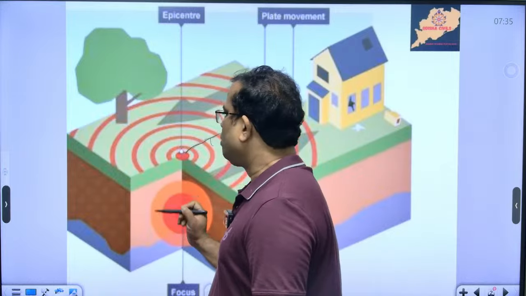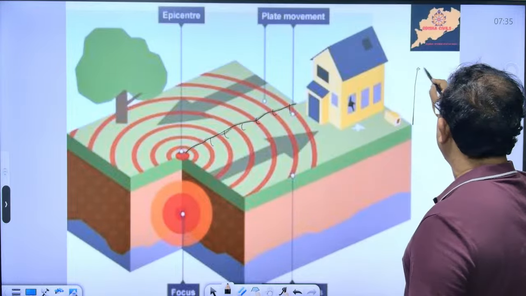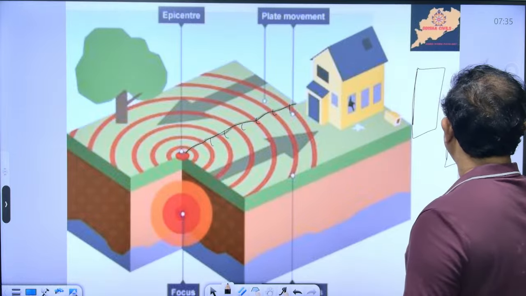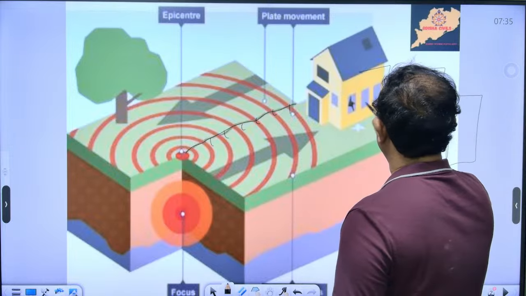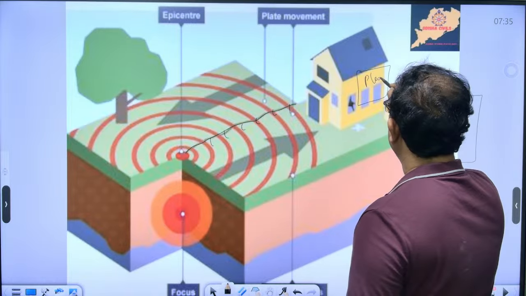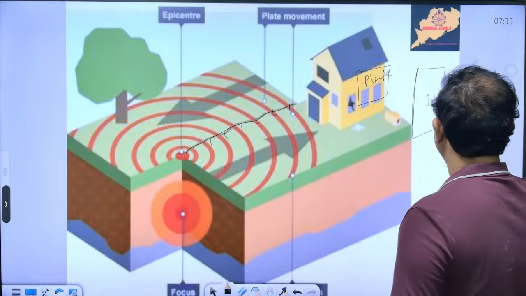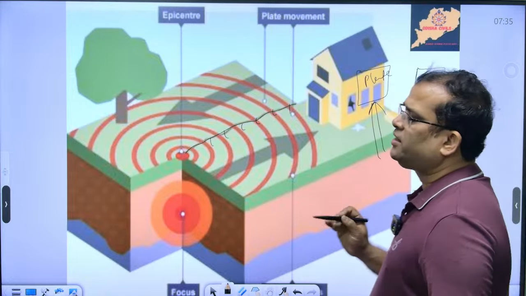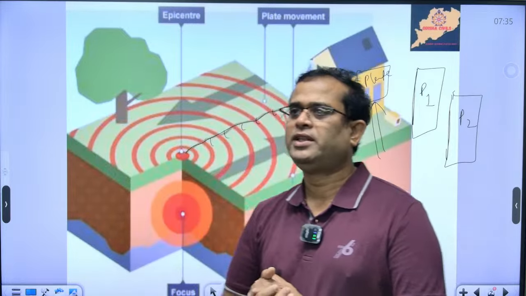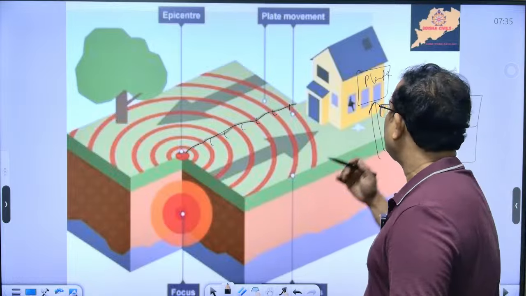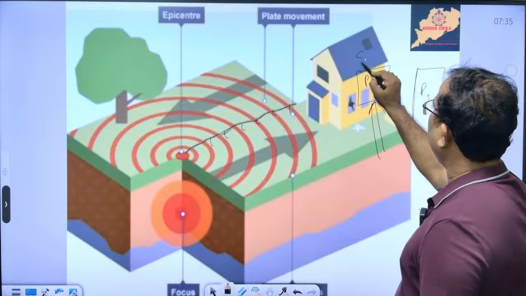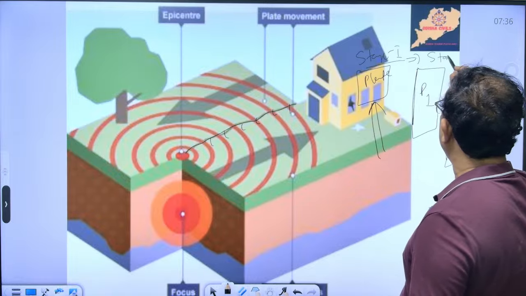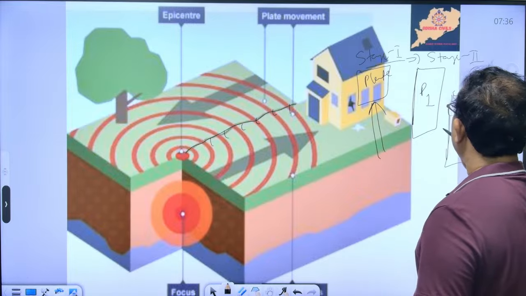So let's know how an earthquake happens. Earthquake happens like this, right? There is a plate. Initially there is a plate motion. This is plate 1 and another plate, P1 and P2. When there is an upthrust from below, the plate gets ruptured. That is called stage 1, and this is your stage 2.